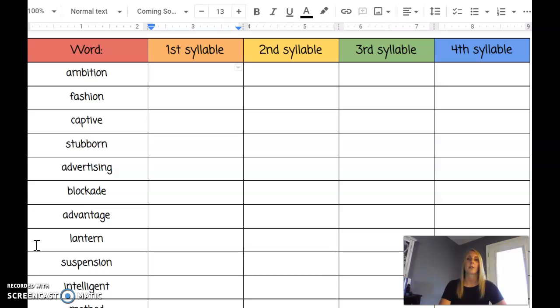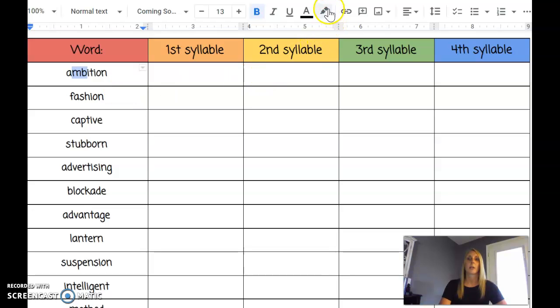Let's do the first one together. The first one is ambition. I see the vowel, consonant, consonant, vowel pattern at the beginning with A, M, B, I. I know the two consonants are M, B, so I'm going to highlight those.